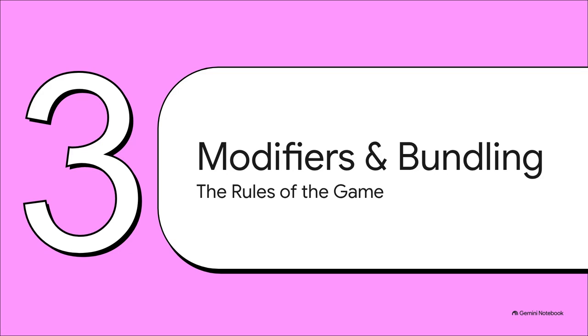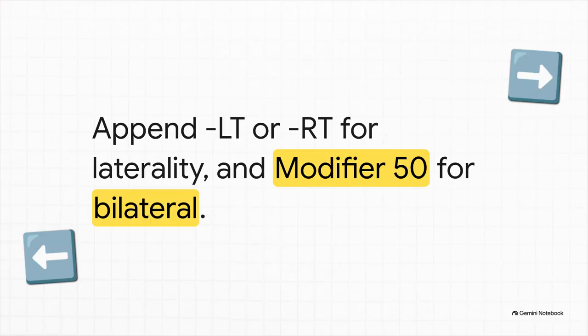That brings us to Section 3, the rules of the game, modifiers, and bundling. First up on the rule board, laterality. Since the breast is a paired organ, these codes strictly require you to indicate laterality. You've got to append an LT for the left breast or an RT for the right breast. Furthermore, our source notes explicitly remind us that for procedures like that open excision code, 19120, you absolutely must append modifier 50 if the procedure is performed bilaterally. Seriously, never leave your payer guessing which side of the body was operated on. It's a surefire way to get a denial.